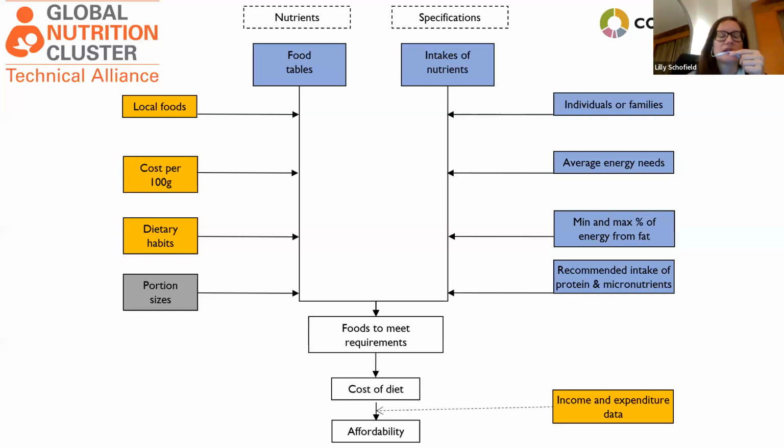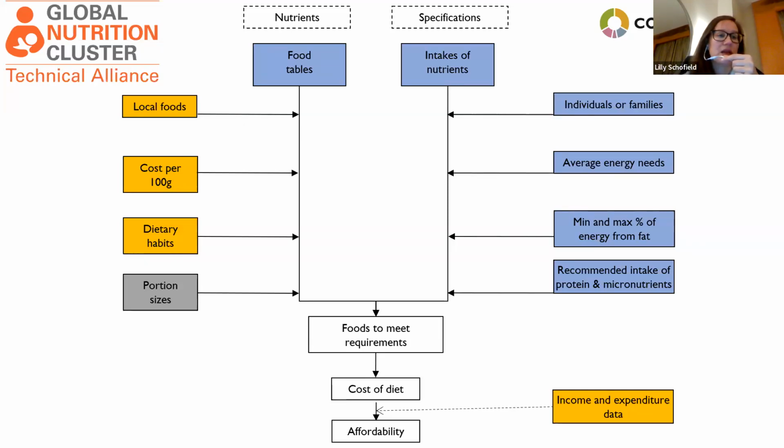We don't want kilocalories to exceed people's needs because we don't want to create diets that would lead to overnutrition, etc. So there's a whole set of constraints and specifications. And on the other side, we have the information about foods. So in a Cost of the Diet, what you do is you need to tell the software what food is available and at what price. So that's where kind of the market surveys come in.